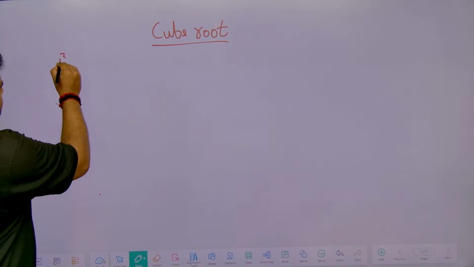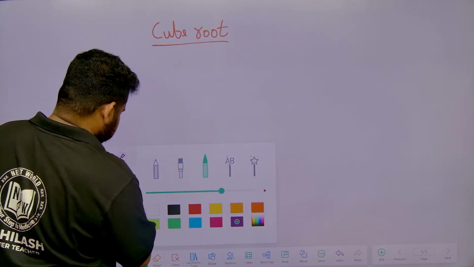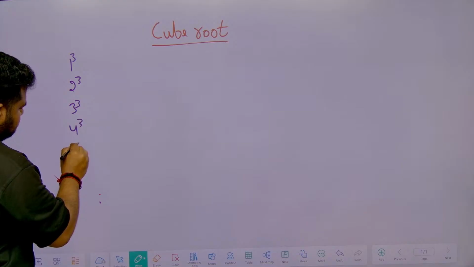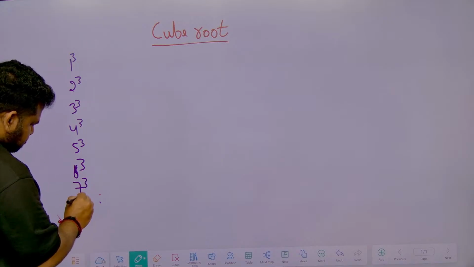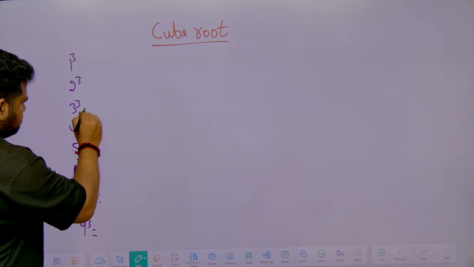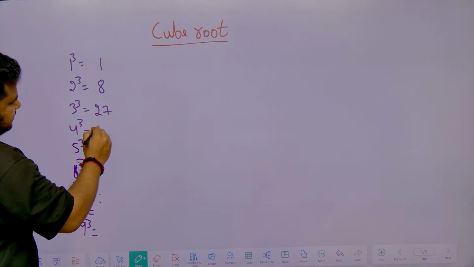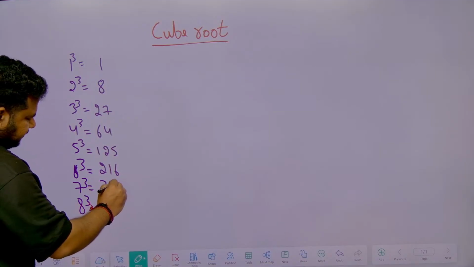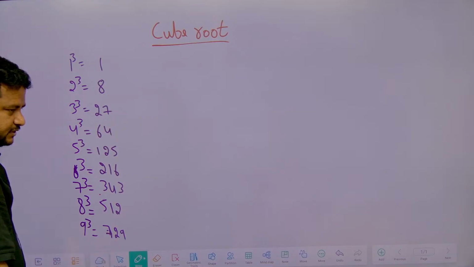So, 1 cube is 1 itself, 2 cube is 8, 3 cube is 27, 4 cube is 64, 5 cube is 125, 6 cube is 216, 7 cube is 343, 8 cube is 512, and 9 cube is 729. This is what we have.